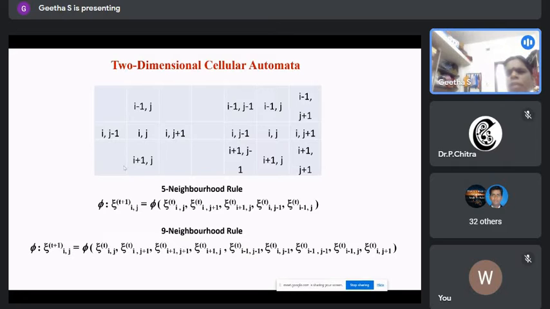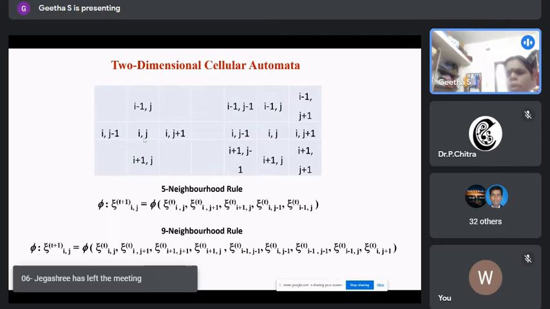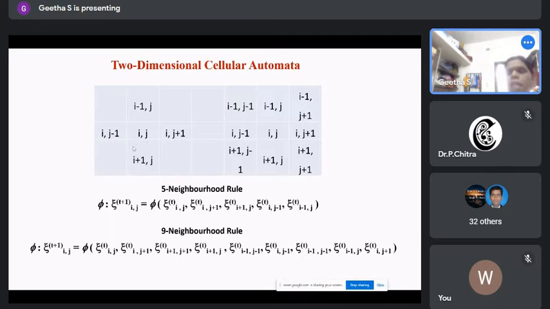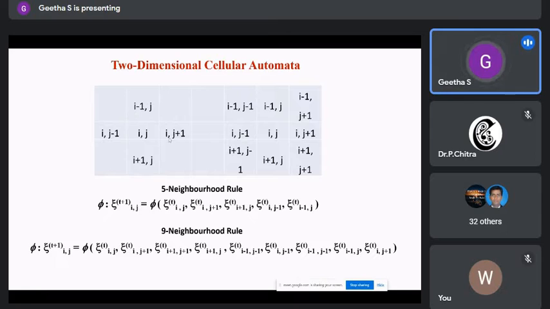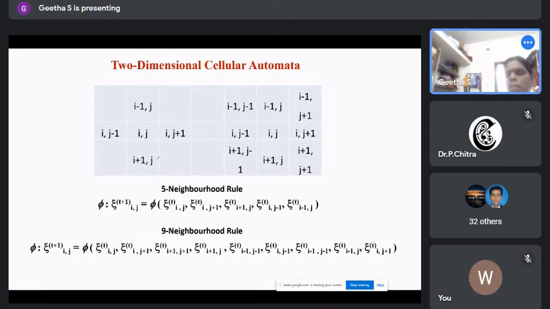First of all, we have to change (i, j), so you change the value of (i, j) at time t+1. Now you have to change (i, j−1), (i−1, j), (i+1, j), and after that (i, j+1). So at the same time, the 5 values are changed at time t+1. Okay, so this is the 5-neighborhood rule.